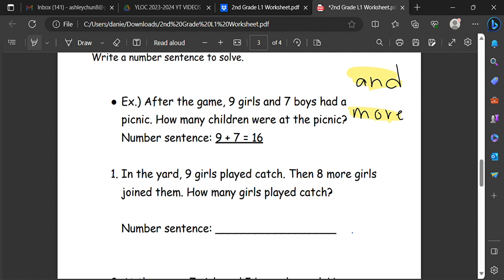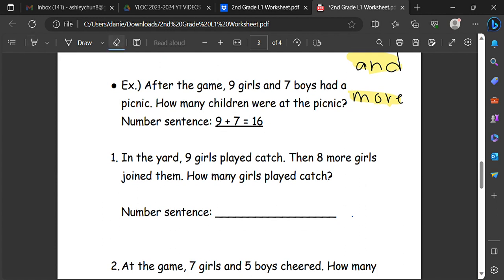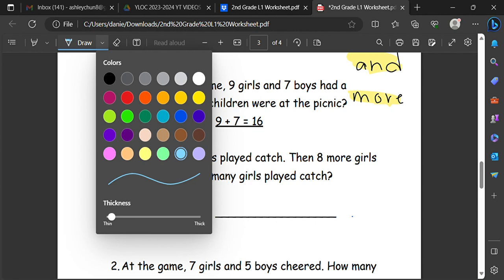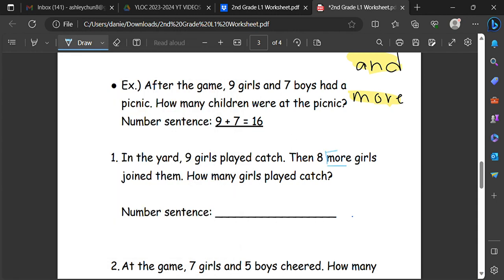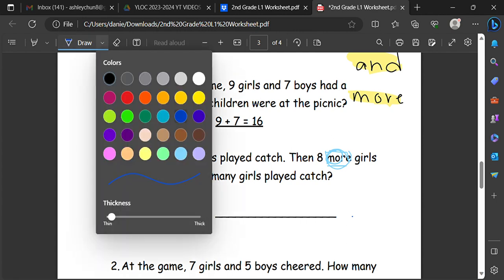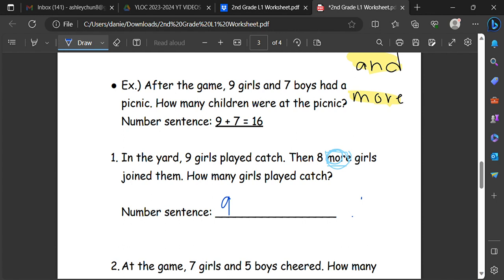So example 1. In the yard, 9 girls played catch. Then 8 more girls joined them. How many girls played catch? Like I said, the first number that is mentioned is 9 girls, and then 8 more, so plus 8, join them, and you just add these two up. So 9 plus 8 is equal to 17.